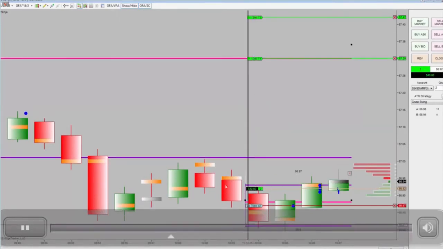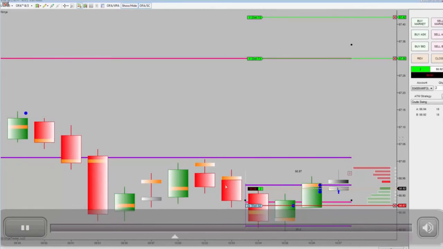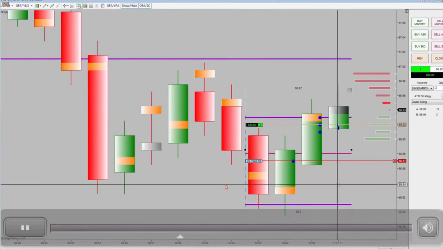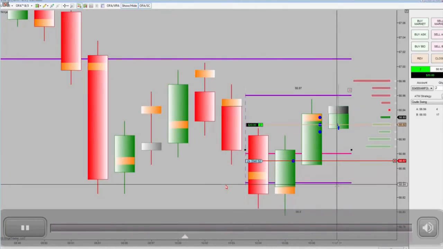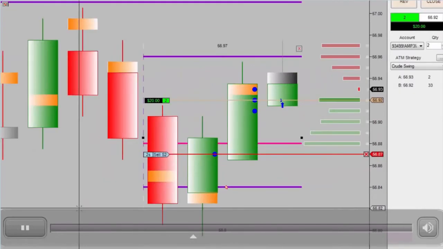So my target goes out to the VWAP. I've got another target up above that we'll deal with in a minute. And you can see the stop there. So the fill is 56.92. This is a crude oil trade. I should have said that from the beginning. 56.92 fill, 56.87 stop. So my stop is one tick behind the VWAP.